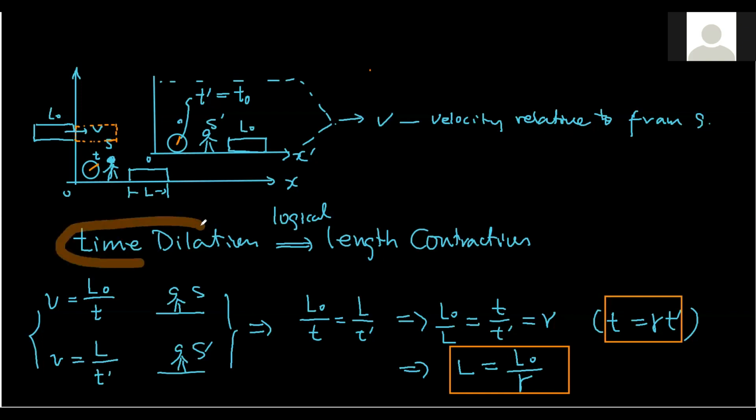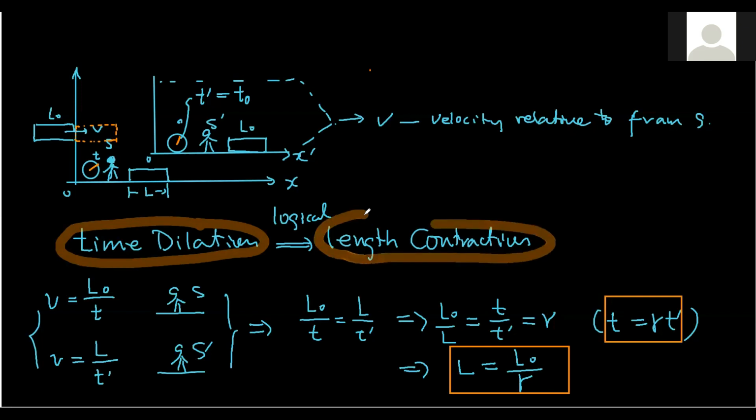So time connection, the length contraction is just a logical consequence of time dilation. Yeah. Because the observer must use their local time to measure the length on the other frame. Right. It's called observation.